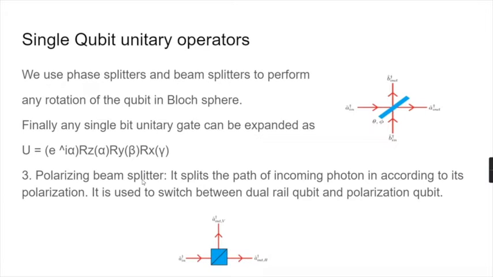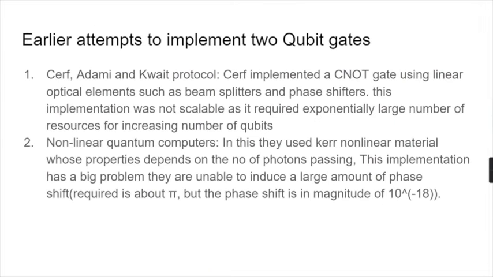Next is the polarizing beam splitter. This beam splitter is mainly used to separate H and V components. It splits the path of the incoming photon with respect to its polarization. The horizontal path will pass without any reflection, while the vertical path will go exactly perpendicular. It will reflect. If you want to convert a dual rail qubit into a polarization qubit, we can insert a polarizing beam splitter, and it will take the action.